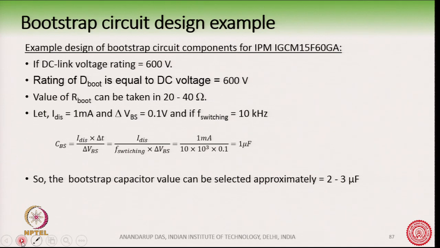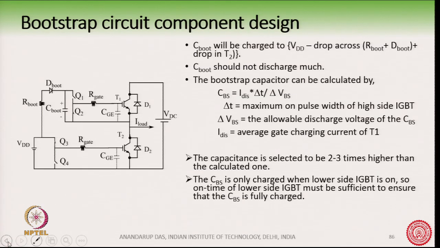So, we have taken a very simple example of bootstrap circuit components for this IPM; we will talk about this IPM, for this IPM IGBT. Suppose the DC link voltage is 600 volts and the rating of D boot is equal to 600 volts. This can be obtained by applying the KVL here. If you apply the KVL, then you see how much D boot has to block.